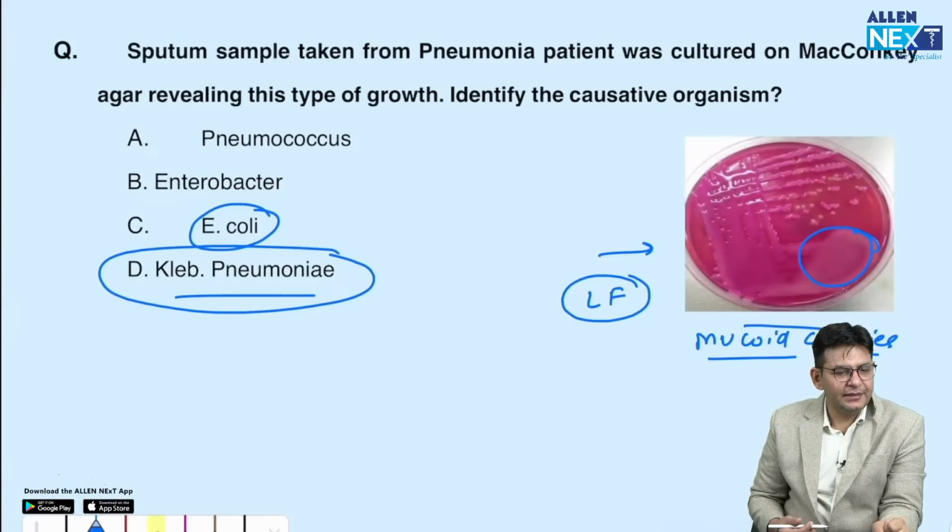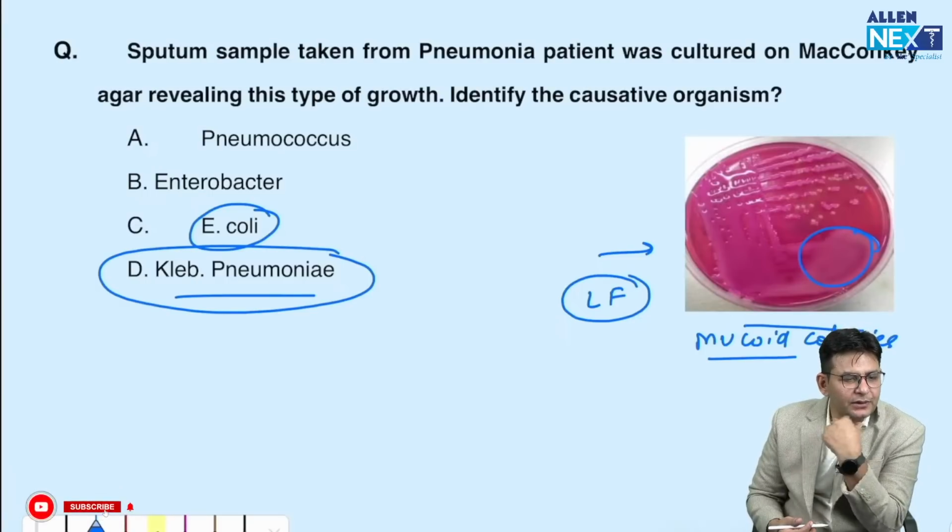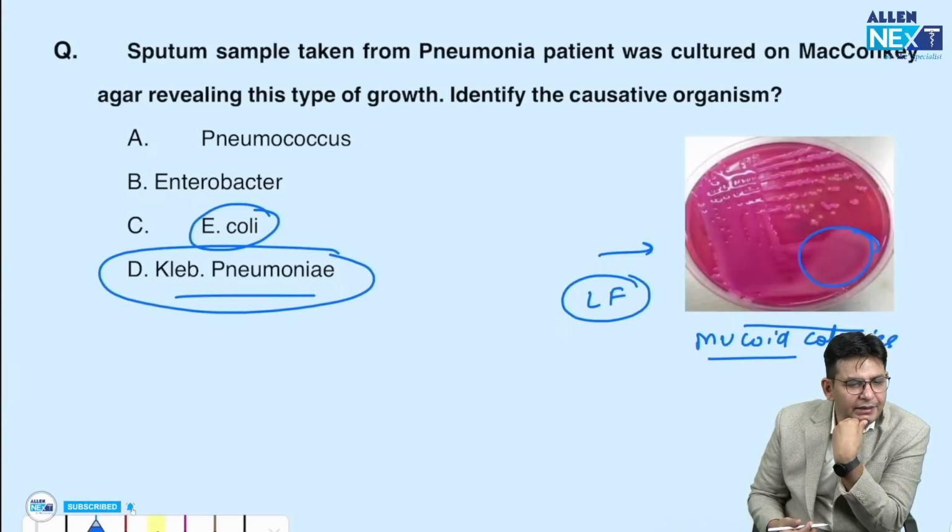Yeah, Arvind, very right. Red currant jelly sputum, bulging fissure sign. Dr. Anil, you have told everything regarding it. Wow.